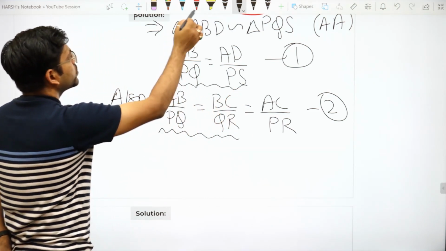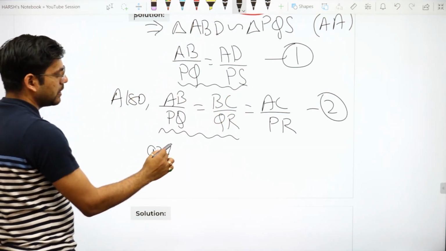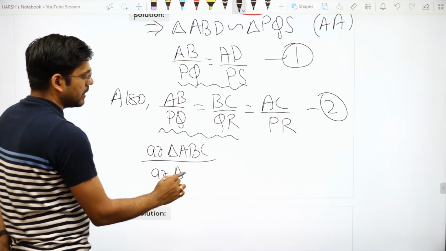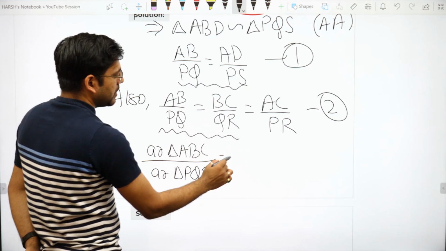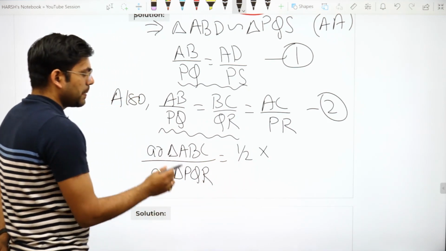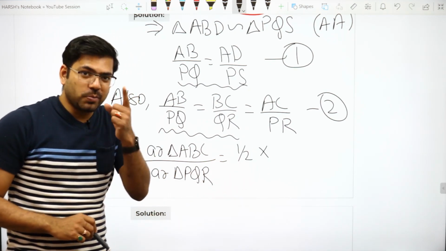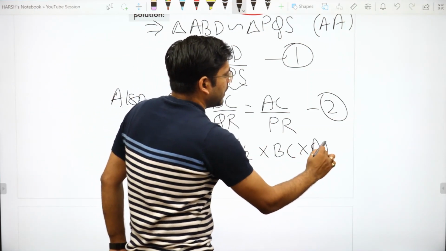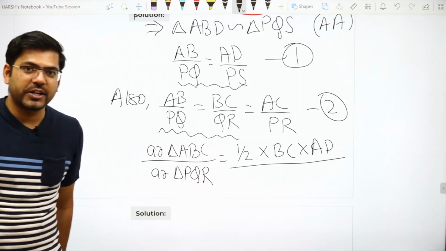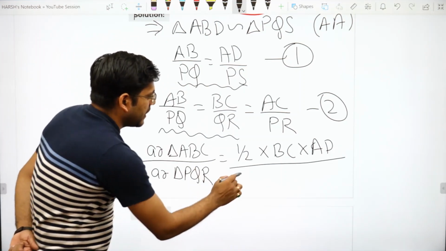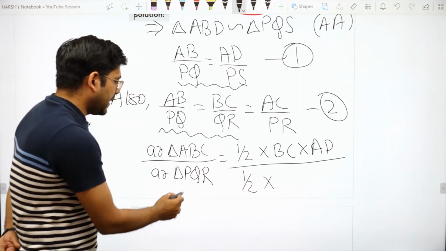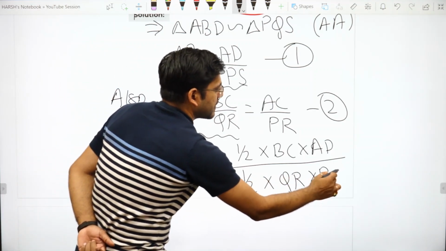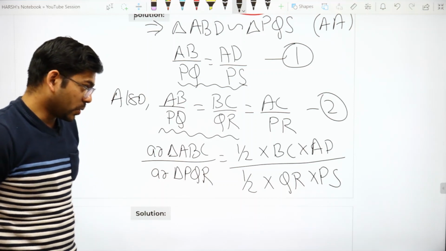I'll show you how I'll use this part. So I will write area triangle ABC upon area triangle PQR is equal to half into base. For triangle ABC, I guess you must be remembering base is BC into height is AD. AD is the altitude we had made. Half into base into height, divided by half into base of PQR, base is QR into height is PS.